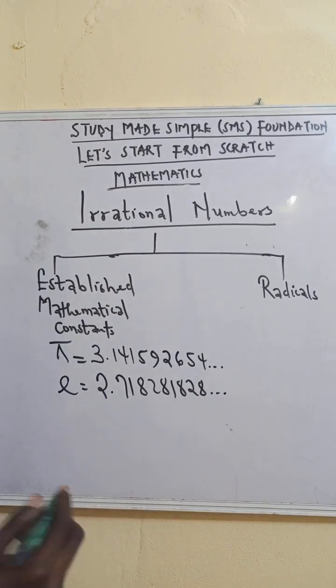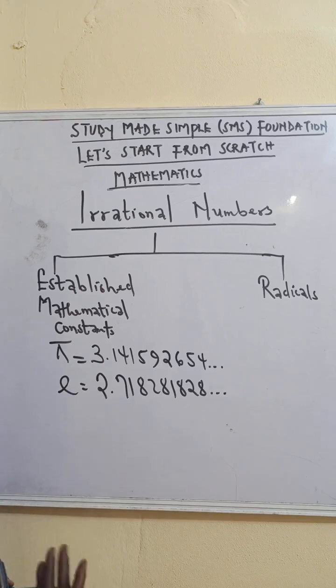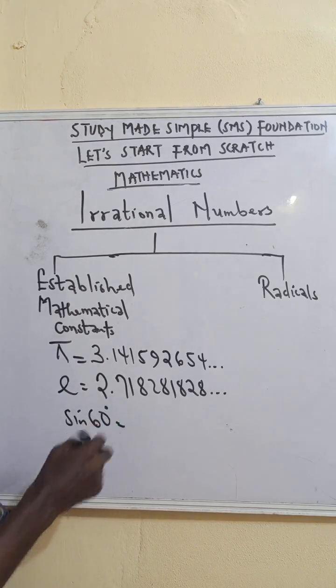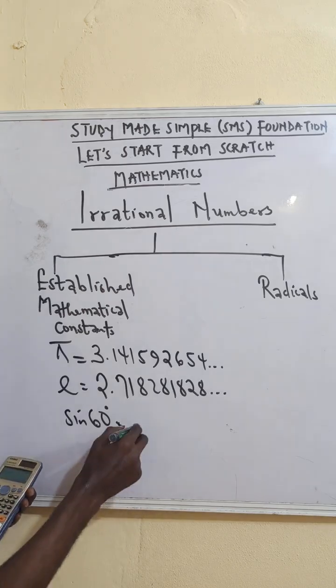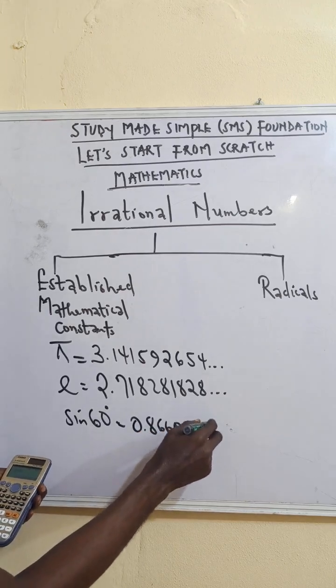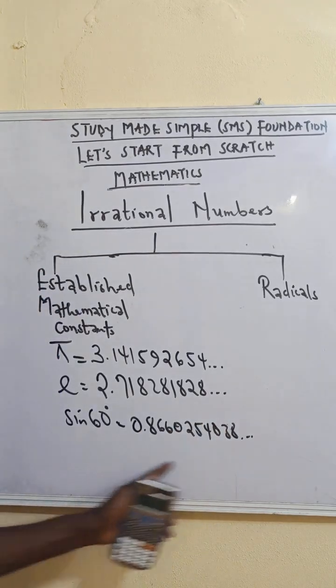Many of those trigonometric functions, their values are always irrational, but some of them are rational. For example, sine 60. If you press sine 60 on your calculator, it is going to give you root 3 over 2, which is the same thing as 0.86602540038, and so on. So this is also another irrational number.